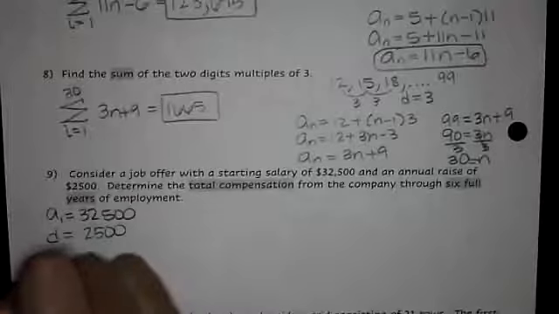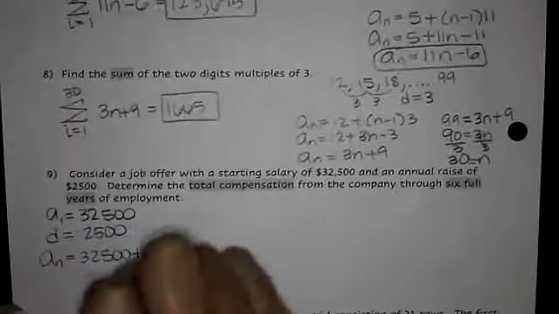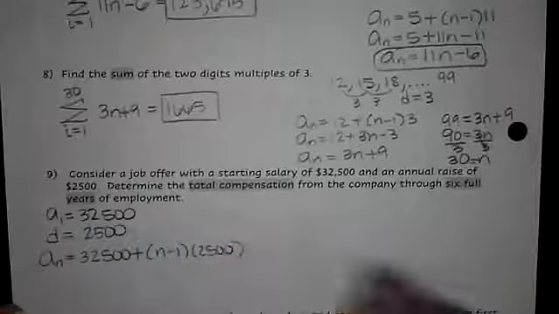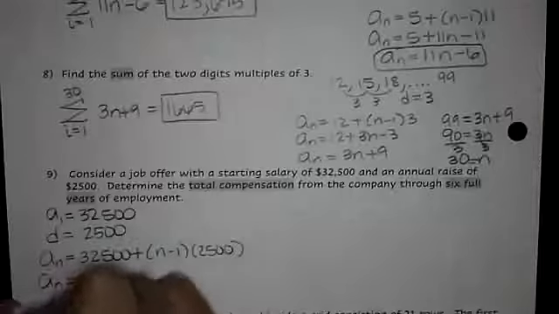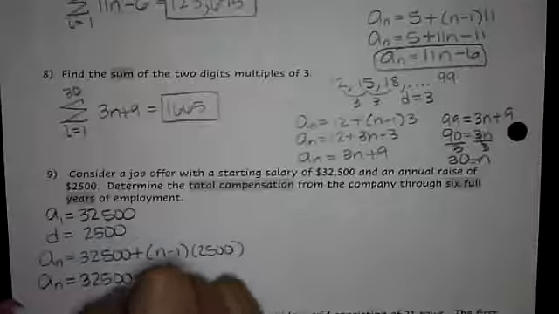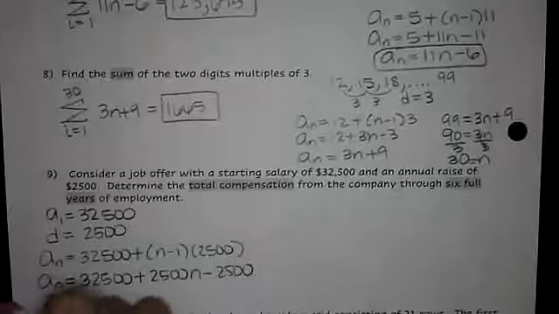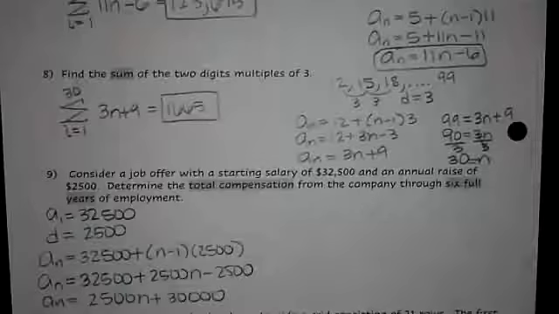To write our equation, I do my starting point plus n minus 1 times d, which is 2,500. I combine like terms. And so there is our sequence.